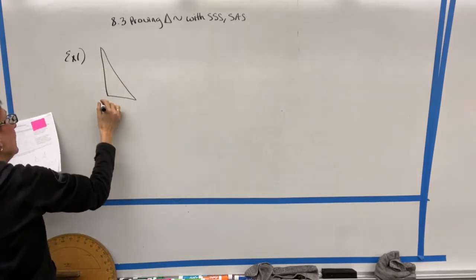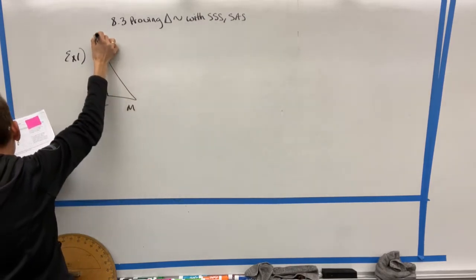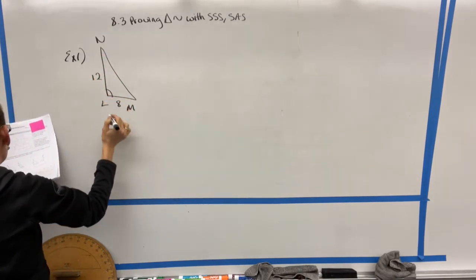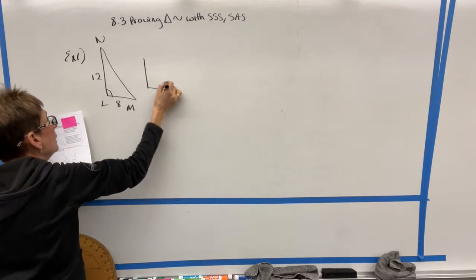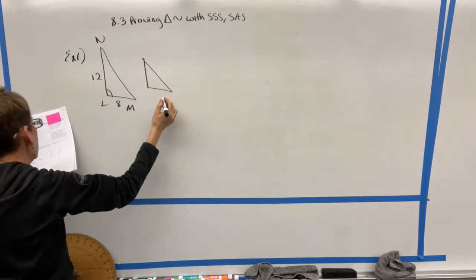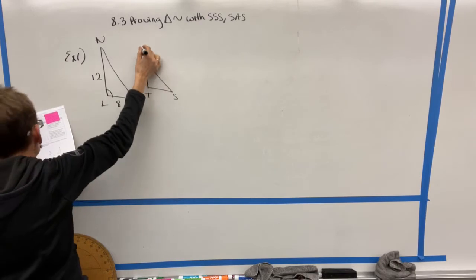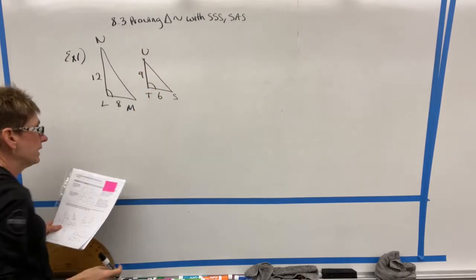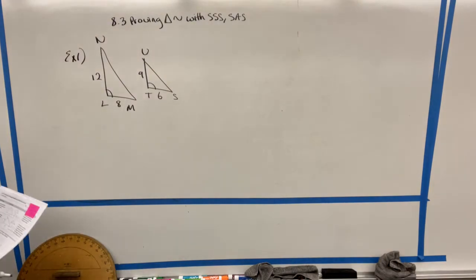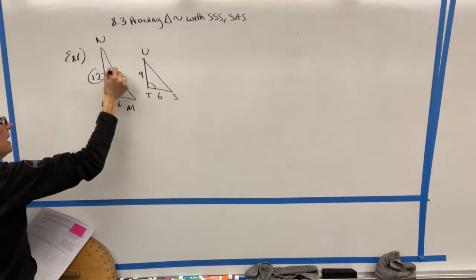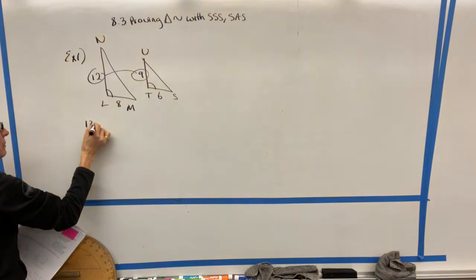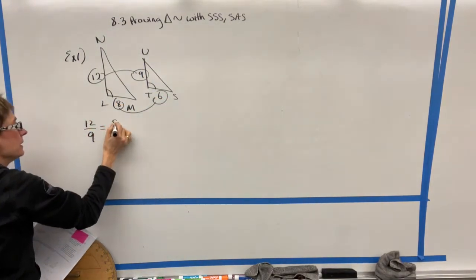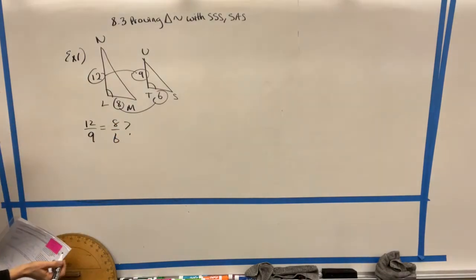We have triangle LMN, and the information given is sides of 8 and 12 with an included angle. And then we have triangle STU with side lengths of 6 and 9 and also an included angle. So we need to check to see whether or not the sides are proportional. We're going to compare 12 over 9 to 8 over 6. And the question is, are those the same?